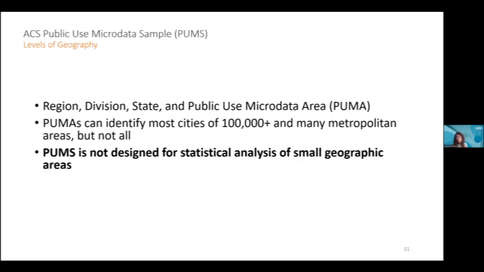We can put the region, division, and state on the file, but the only other geography is something called a public use microdata area, a PUMA. PUMS is not designed for statistical analysis of small geographic areas, but the PUMAs can still be used for focused analysis in counties and cities of about 100,000 people or more, as well as many metro areas.